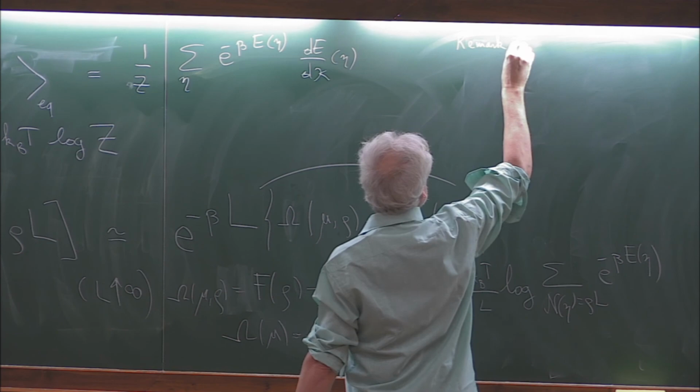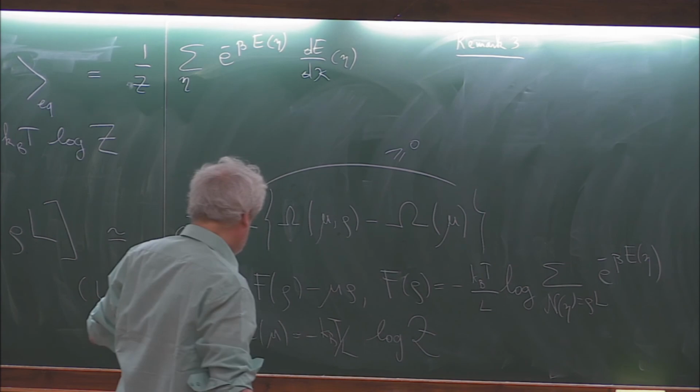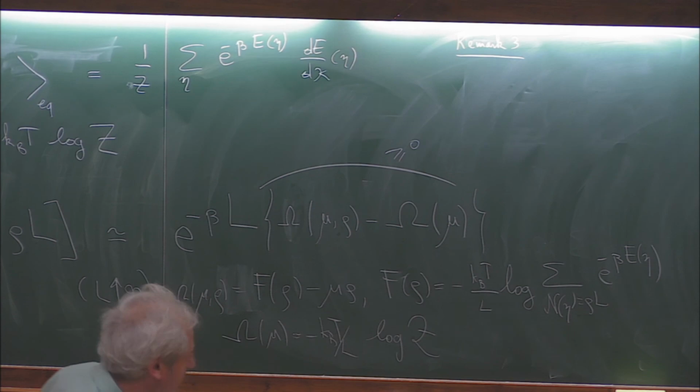Yes? This one is the grand canonical one, and that's the grand canonical. This is canonical because I'm fixing the density here. Right? Sorry? Yes, that's nice, thank you. If this is not completely clear now, I promise that I will be more elaborate in lectures 3 and 4.